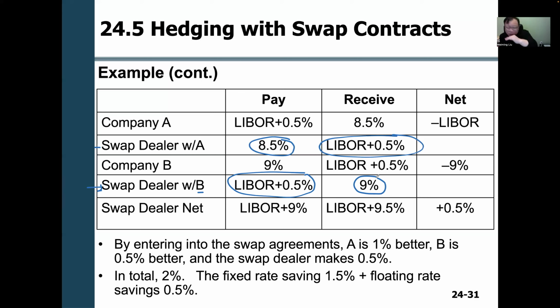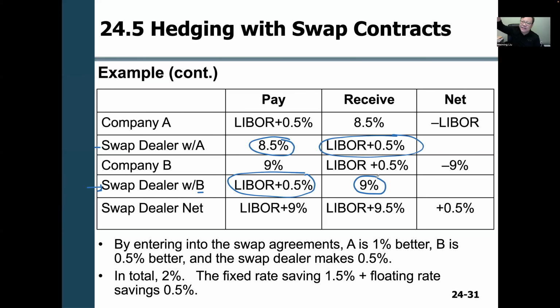So where is this 2% saving coming from? Okay, you want to ask yourself that, right? How come there's room for creating the saving? Well, the fixed rate saving is 1.5%. So A can get 8% fixed rate, and B can get 9.5%, right? So right away, there's a difference of 1.5%, right?